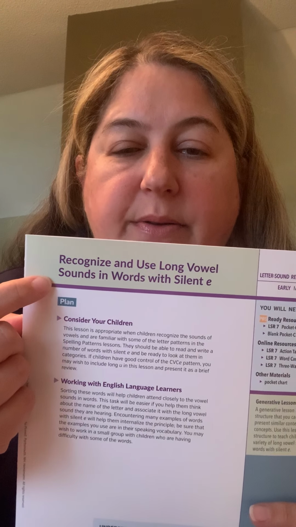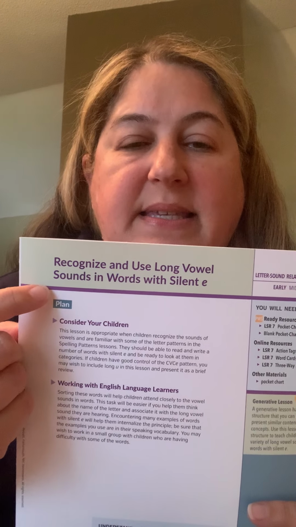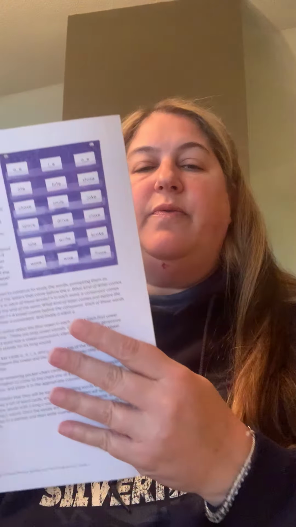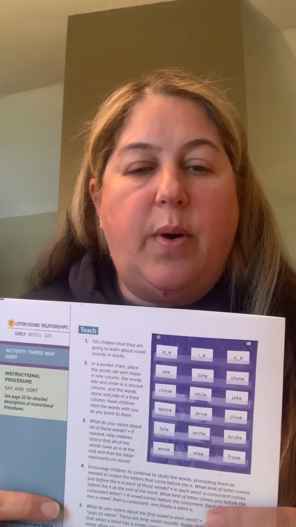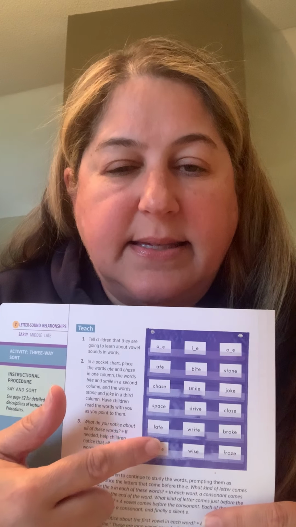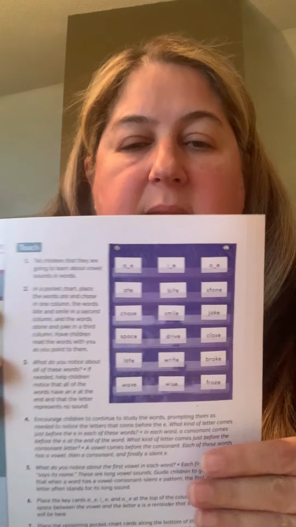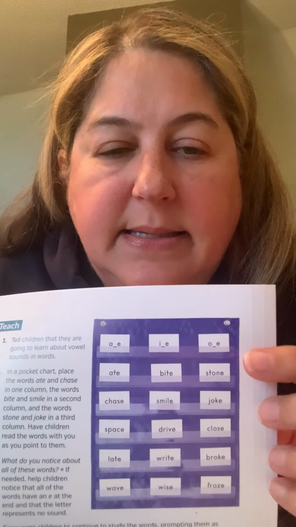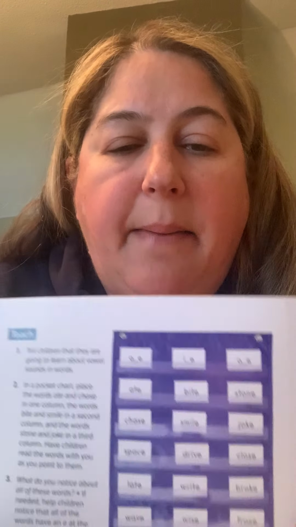Long vowel sounds in words with silent E. Before we get started, we are going to use a chart like this on the wall. And if you'll look closely, it has AE, IE, and OE across the top.